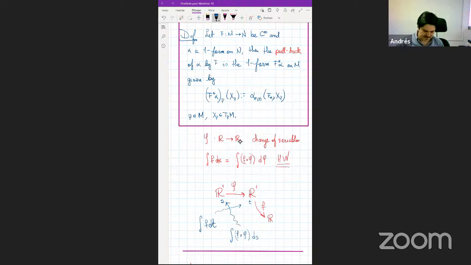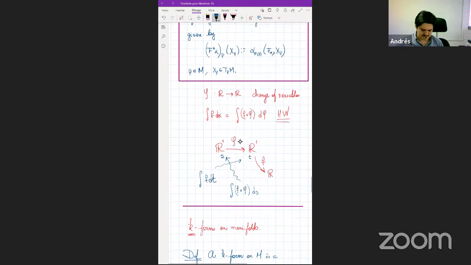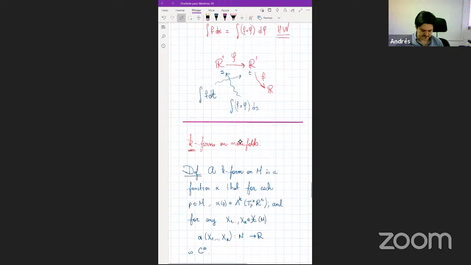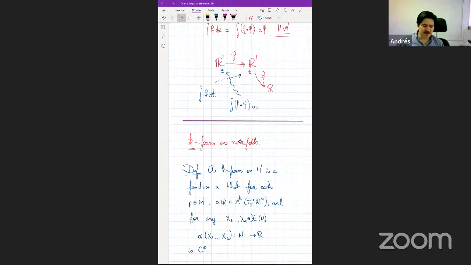Okay, so let's move on here. So again, for the time being, we can think of a K form as a function from the manifold to some space. This is what we will define later. So for each point, you assign this vector. Okay? This is the exterior algebra of this vector space. Oh, sorry, this is M.